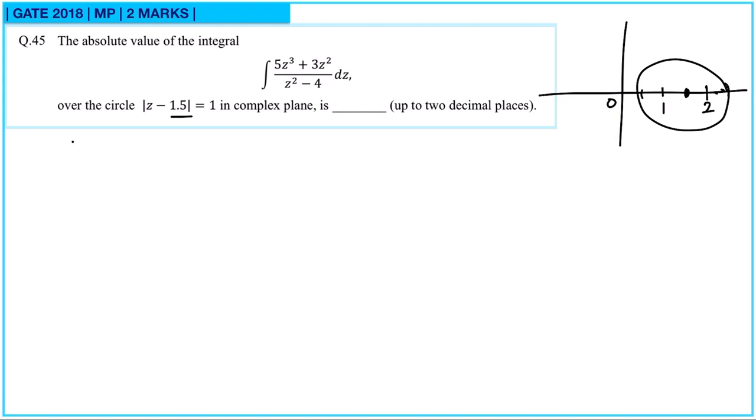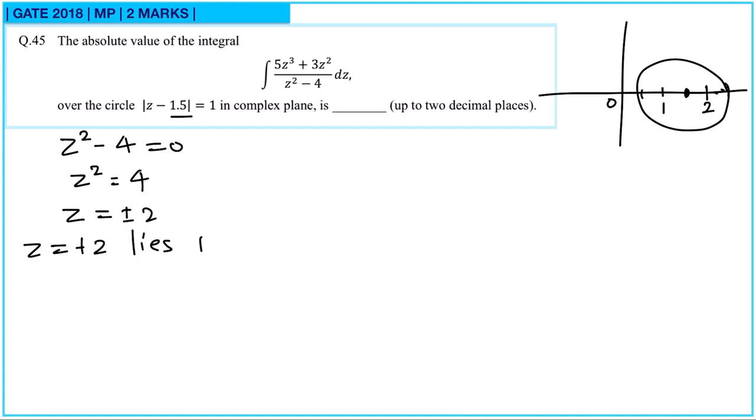Now let us find out singular points. So z square minus 4 is equal to 0. So z square is equal to 4. So z is equal to plus minus 2. So plus 2 lies in this curve. So z is equal to plus 2 lies inside the curve, and minus 2 is here.